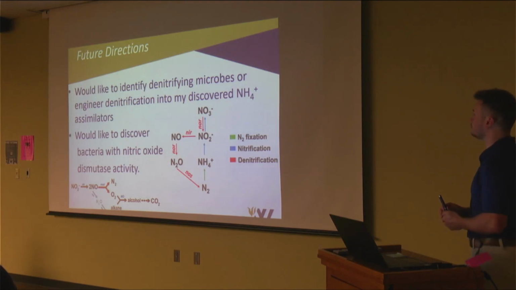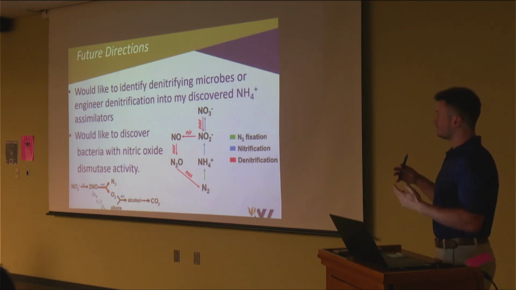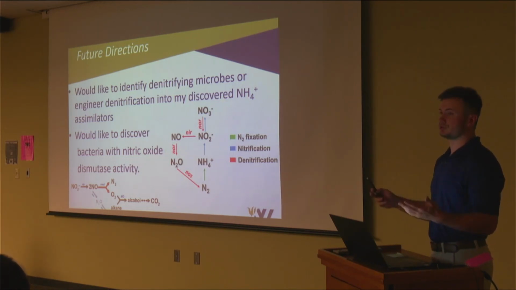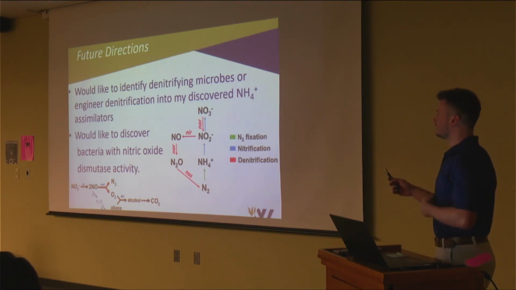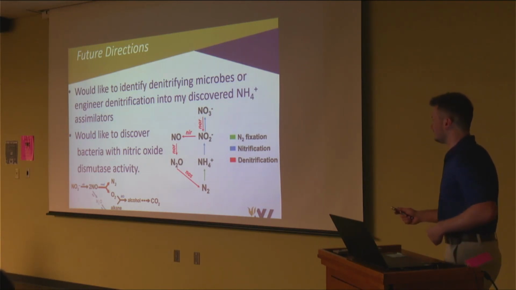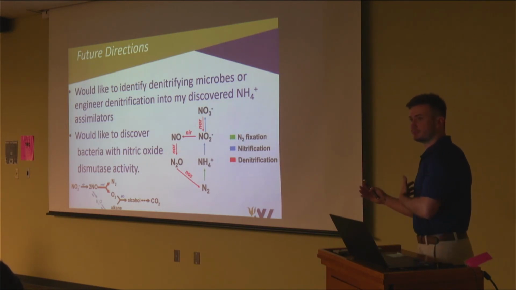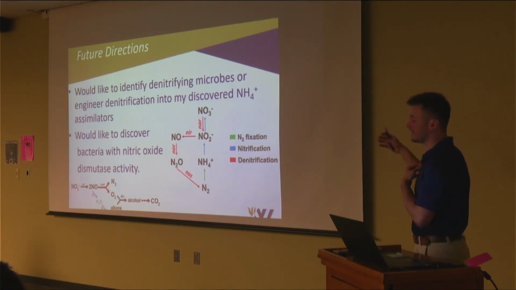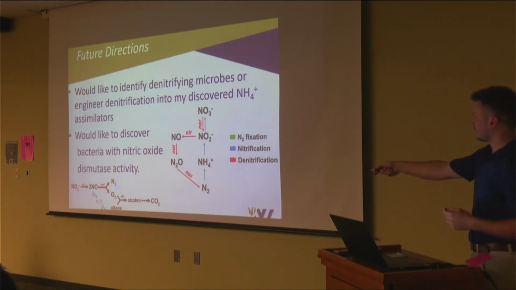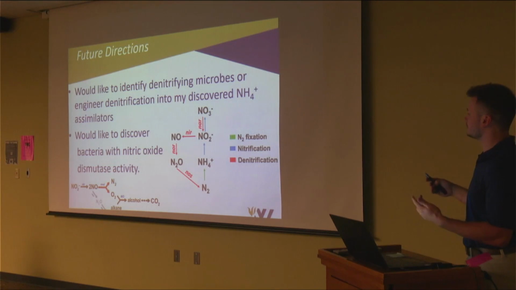Future directions we'd like to expand on: we would like to identify denitrifying microbes or engineer denitrification into discovered ammonia assimilators. And then also we would like to discover bacteria with nitric oxide dismutase activity. What that means is, we would like to not only turn the ammonia into nitrogen, but we don't want it to go back to ammonia. We'd like to turn the nitrogen into nitrogen gas so that cycle does not keep repeating onward and onward. Also, another avenue would be turning it into oxygen, making it a more oxygen-rich environment.